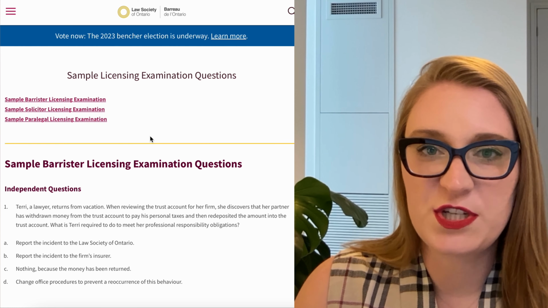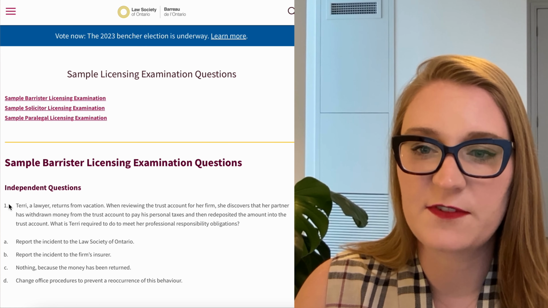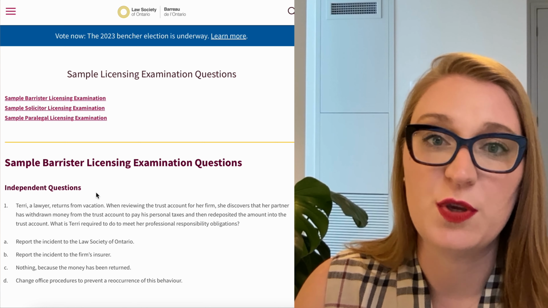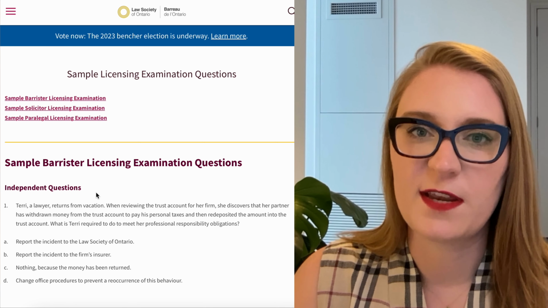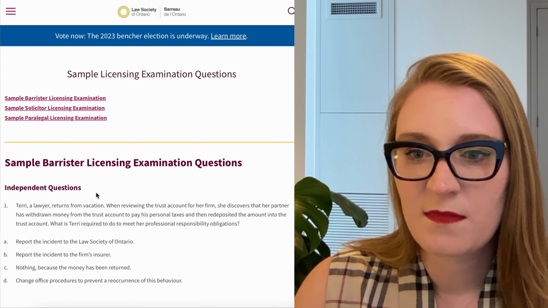I'm just going to tackle question 1 here as an example, so you have a sense for how you might use this information, or use the index, to find the information you need to answer this question.